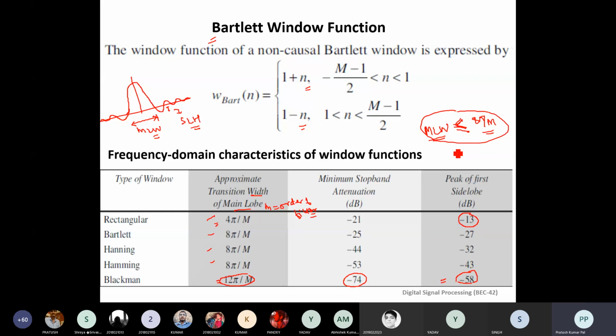But also in that question, it is given that the maximum peak that we can get should be greater than, suppose, 35.